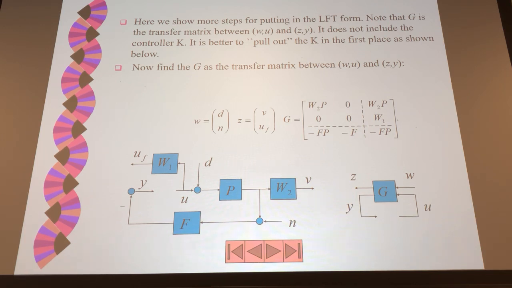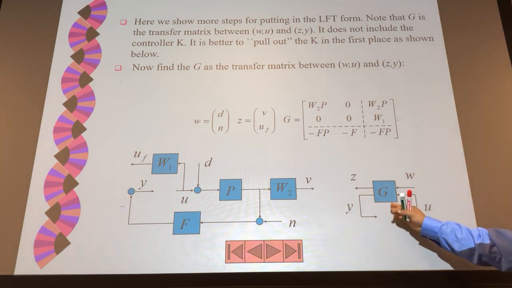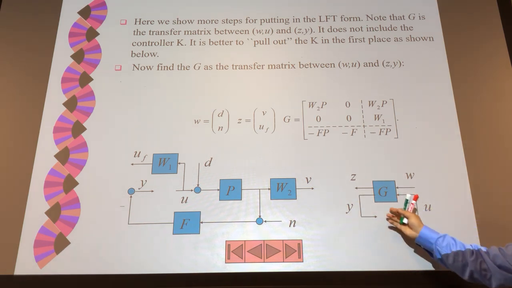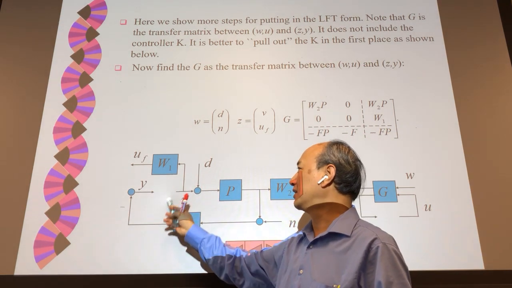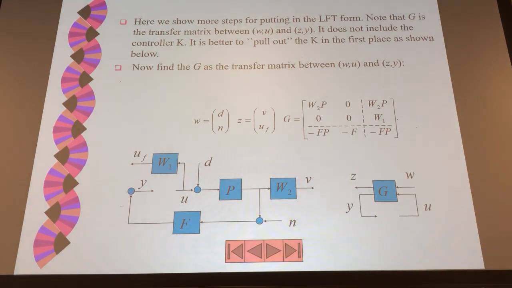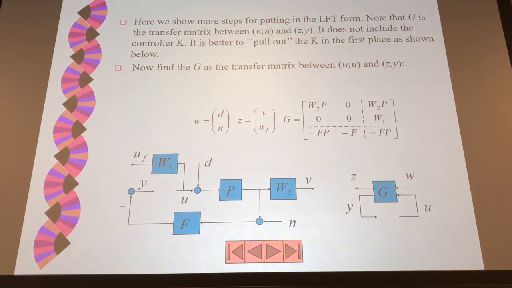So the G is the transfer function matrix between this. We totally have no control signal in here. We don't have this guy in here at all. So there's a separation.